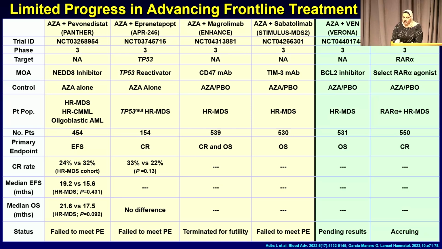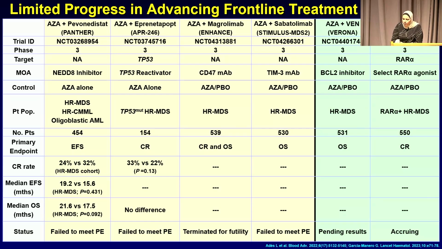Of the two remaining trials, the Verona trial assessing azacitidine plus venetoclax has completed accrual and results are still pending, and the only actively accruing trial is tamibarotene for retinoic acid receptor alpha positive higher risk MDS. There is very limited information published or presented so far to help us understand the reasons behind the lack of success of these 4 major randomized trials.